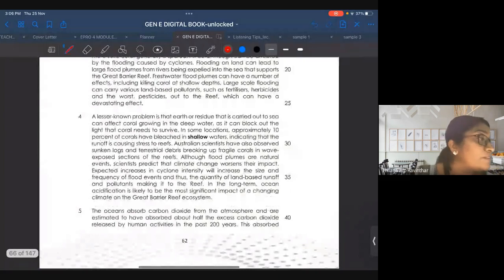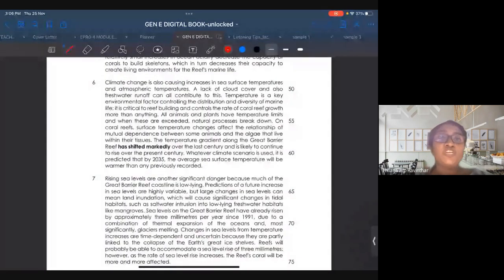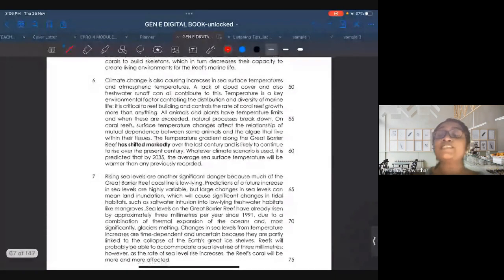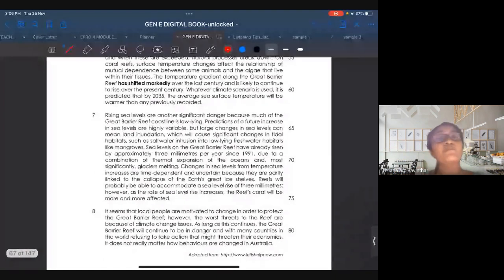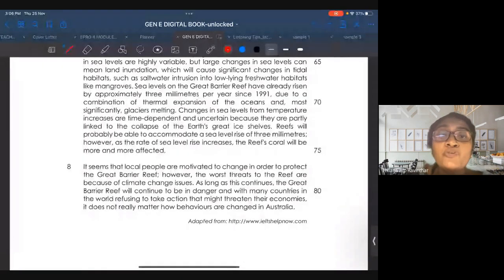And then they talk about climate change again in the sixth paragraph, what happens because of this climate change, how does it affect these reefs, based on temperature. And then we also talk about the rising sea levels and how this is actually detrimental to coral reefs and so on. And in the final paragraph we can see what people are doing and what should be done to actually protect and preserve these coral reefs. So this is one way of doing it.